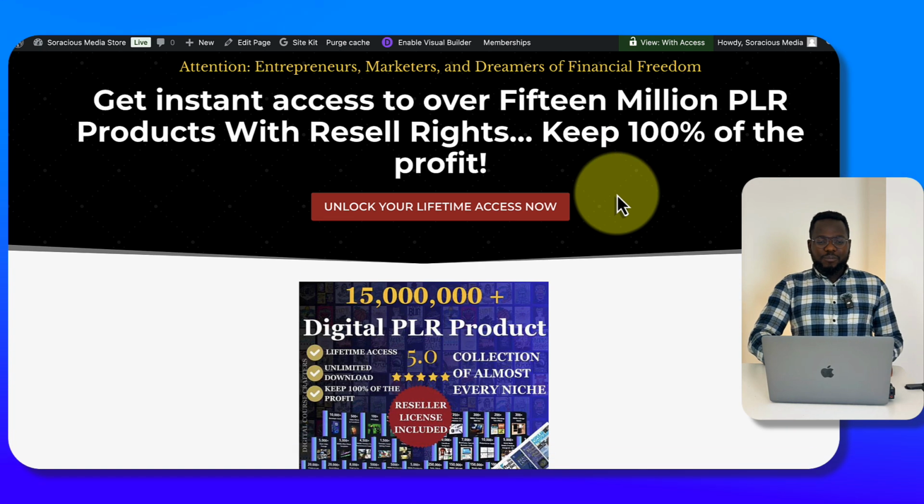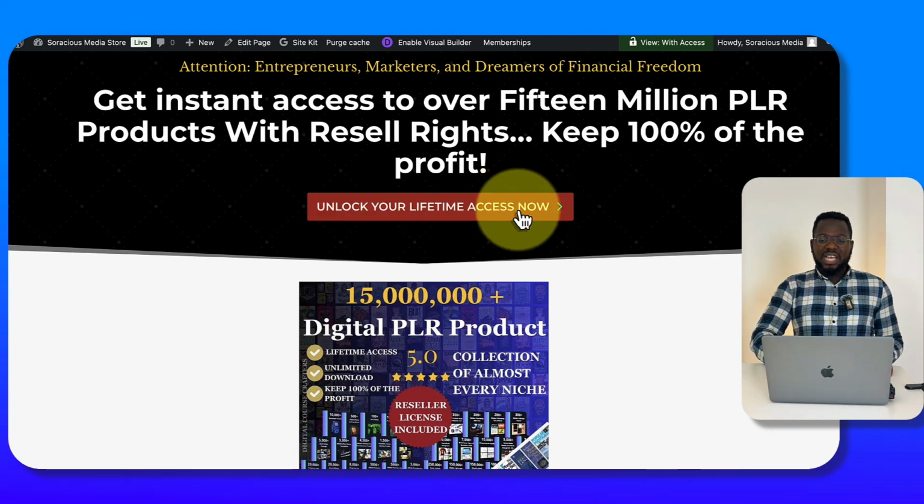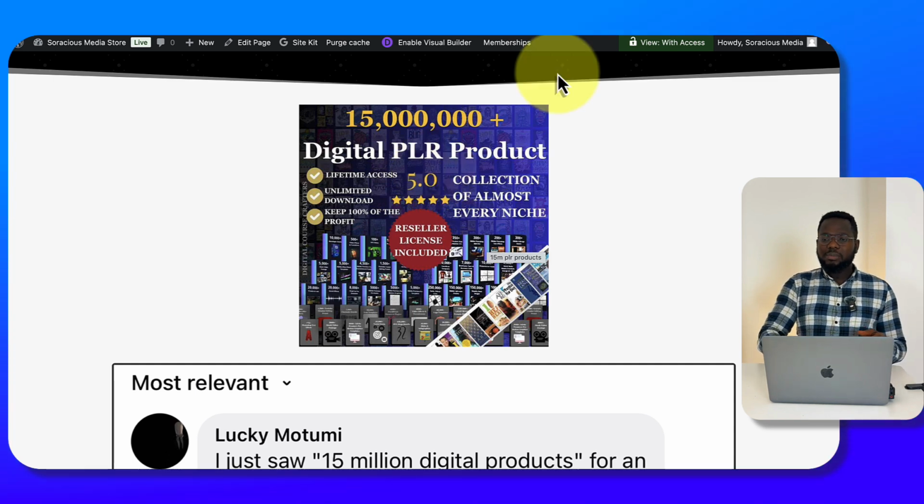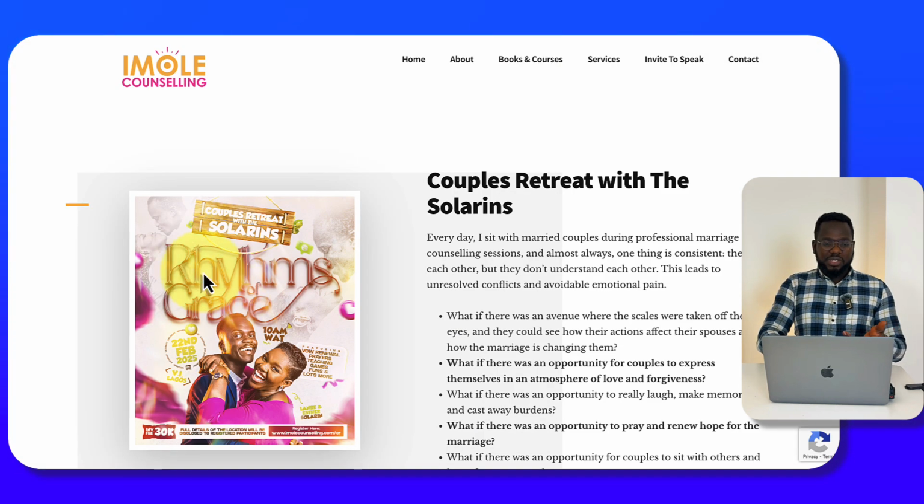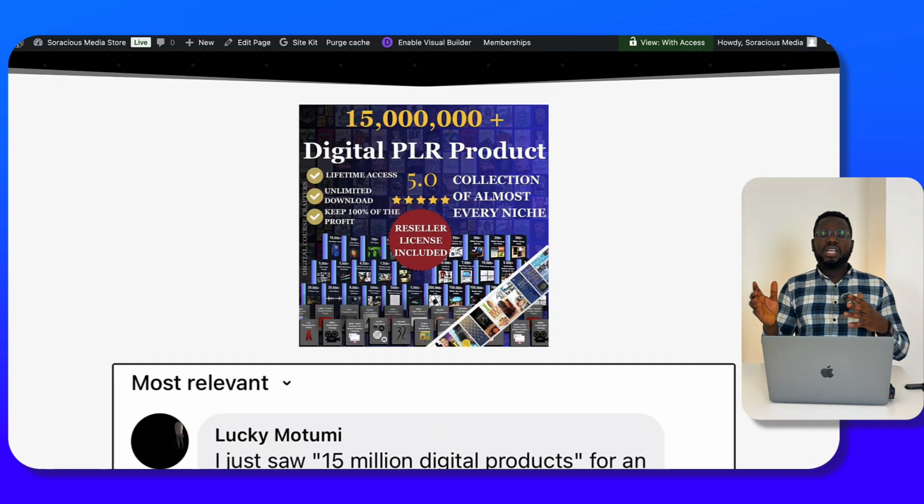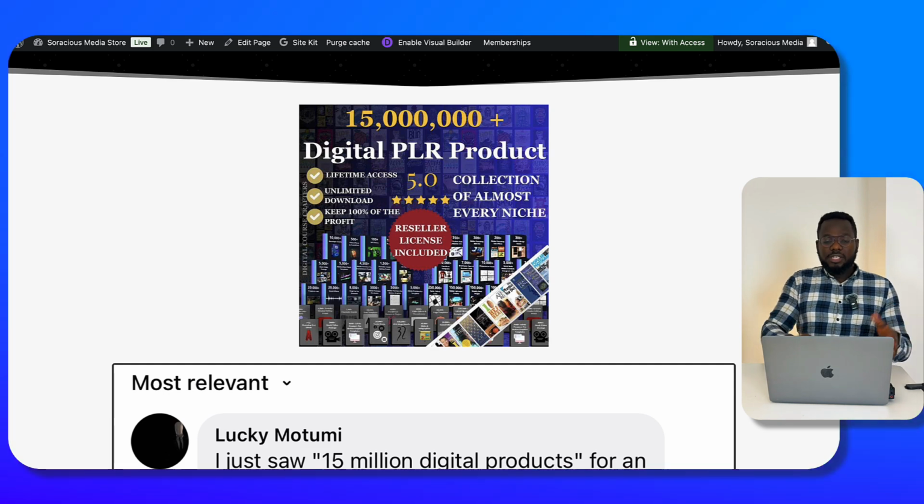Okay, so we say unlock your lifetime access now. As you can see, we added this picture because this is the same picture we are using to run adverts on Facebook. So I'm assuming that if they are running adverts with this picture, it's good that they also have it on this page, because it creates that seamless experience for people to know that, oh, they are still coming to the same page.